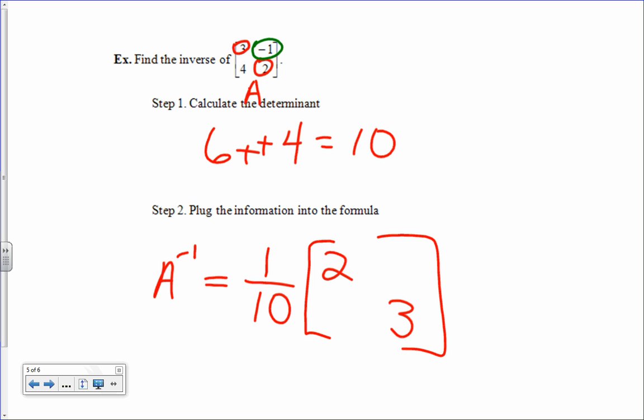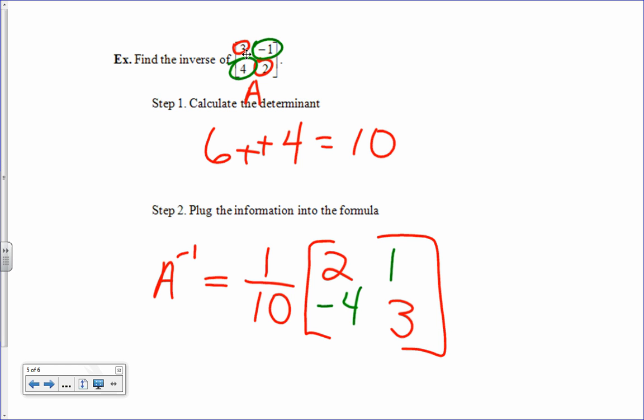And B and C simply stay where they're at, but they change signs, so it's positive 1 and negative 4. There is no need right now for you to multiply these out, because could I do the scalar multiplication of 1/10 times all of those? I think we can all handle that. But let's leave it, because what we're going to use this for, we're not going to want to do that.